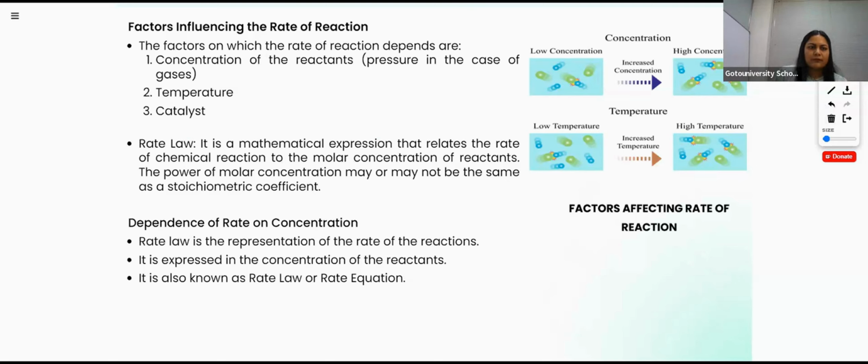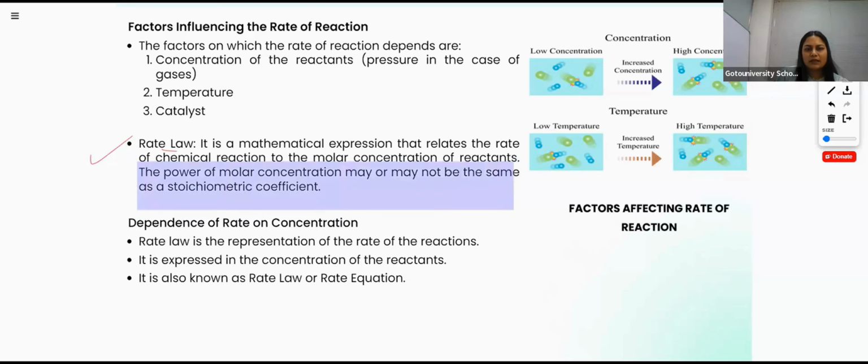Now let us study what is rate law. The dependence of the rate of chemical reaction on the concentration of one or more reactants or products is represented by the rate law. If you can read here, rate law is a mathematical expression that relates the rate of chemical reaction to the molar concentration of reactants. The power of molar concentration may or may not be the same as the stoichiometric coefficient.